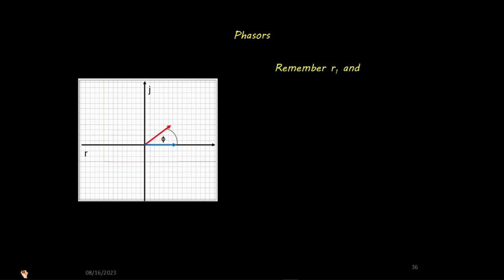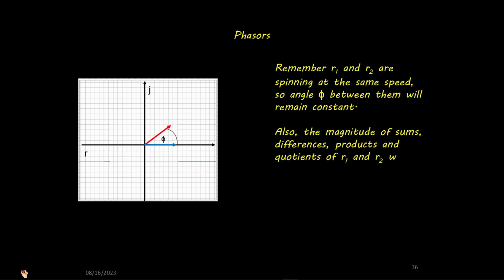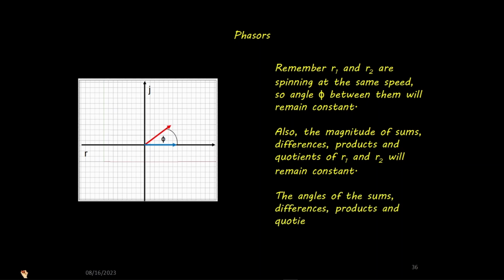Remember, r1 and r2 are spinning at the same speed, so angle phi between them will remain constant. Also, the magnitude of the sums, differences, products and quotients of r1 and r2 will remain constant. The angles of the sums, differences, products and quotients of r1 and r2 will rotate at a speed of omega.